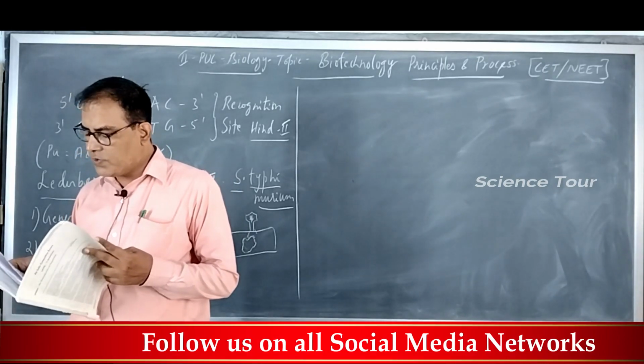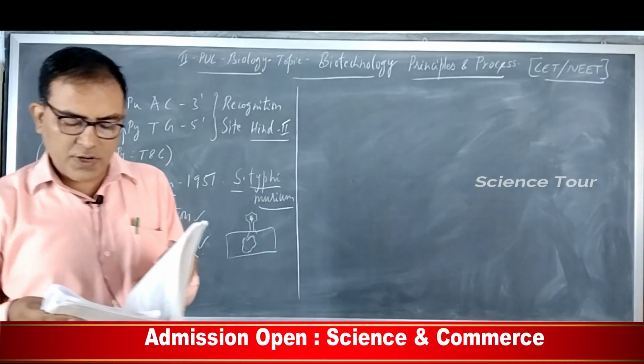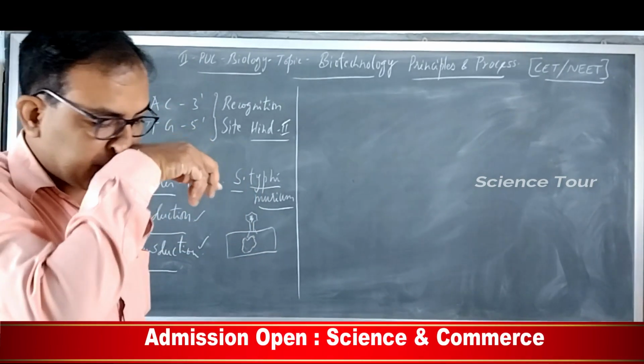Next, what does conjugation mean? The temporary union of two bacteria or unicellular organisms for the exchange of genetic material is called conjugation. You have studied conjugation, right?